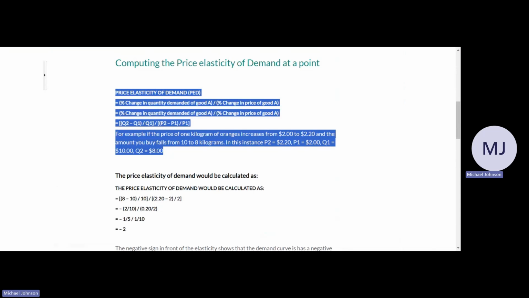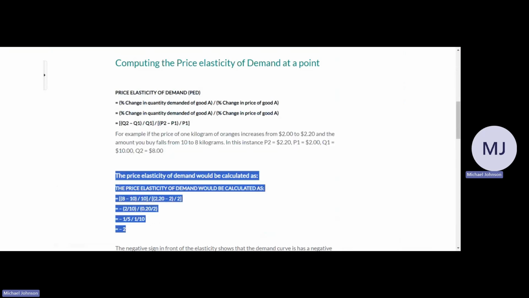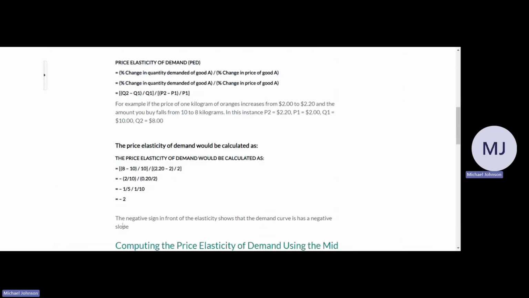So here you're given the price goes from $2 to $2.20, and the amount you buy falls from 10 to 8. So you would plug all that into the formula, and you get -2. So in this case, it's elastic demand. That means that if the price goes up, there will be a high change in quantity demanded. So for every 1% increase in price, there will be a 2% decrease in quantity demanded. So this is one way you can calculate it.